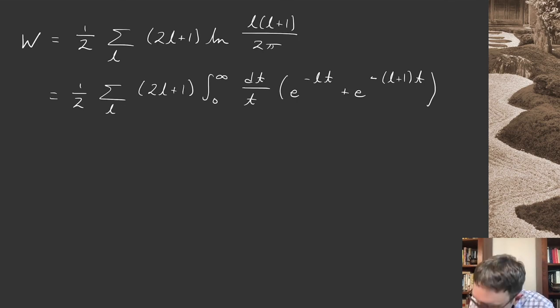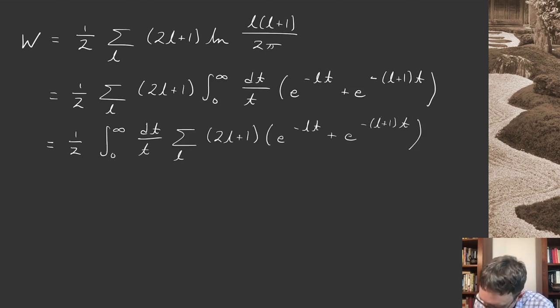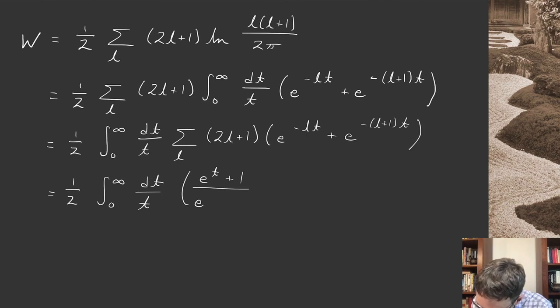but I'm not interested in those. And then next, what I'd like to do is commute the sum and the integral, which is probably not a very safe thing to do since everything is kind of divergent, but let's do it anyway. And then I claim we can do that sum. That sum is just a geometric series or a derivative of a geometric series. And so I get dt over t, (e to the t plus 1) over (e to the t minus 1) squared.